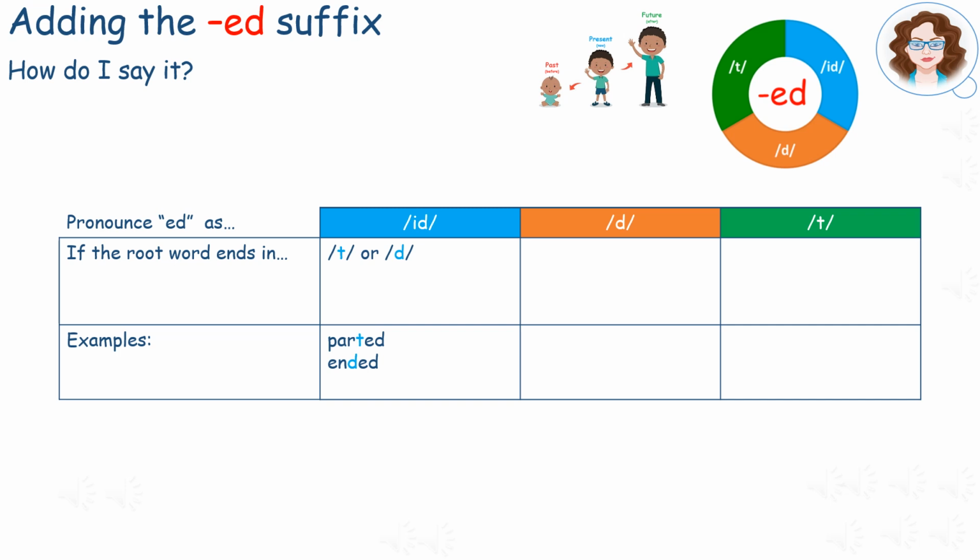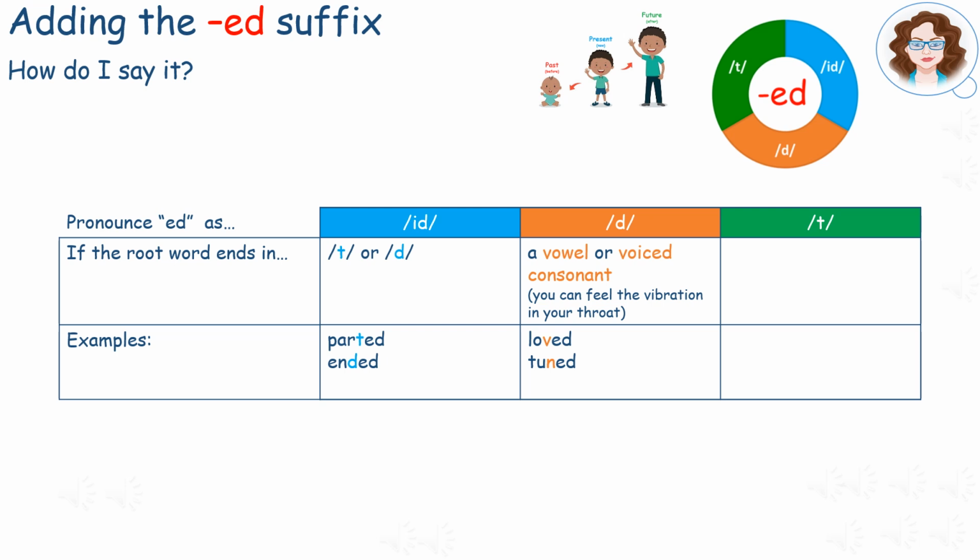When the root word ends in a vowel or a voiced consonant, which is when you can feel the vibration in your throat, the ed is pronounced as a d sound. For example, loved and tuned. Say these words and see if you can feel the vibration in your throat and hear the d sound at the end.